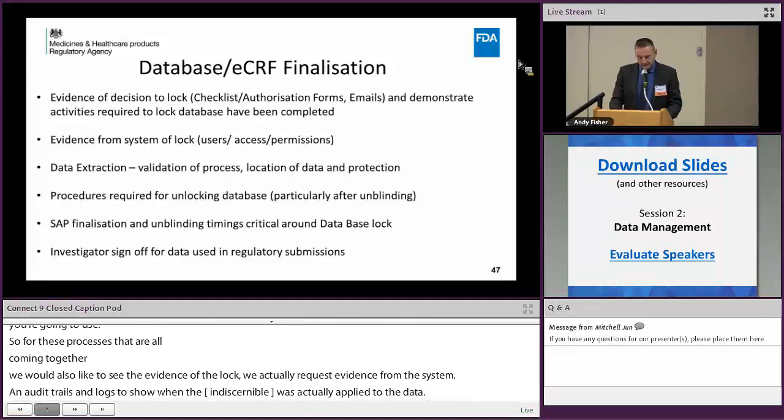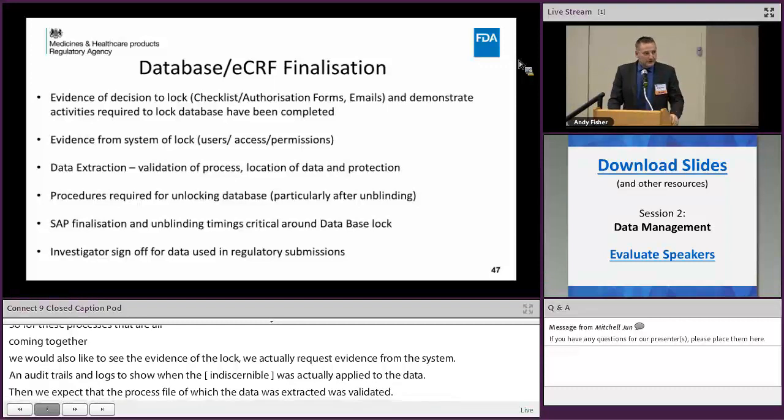Any unlocking to the database subsequently should be strictly controlled. And Gail gave an example earlier about how that wasn't done for inspection.